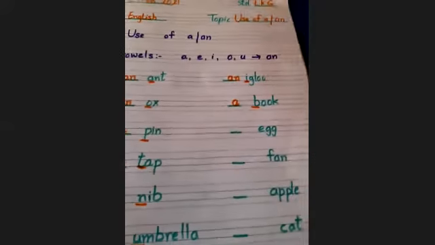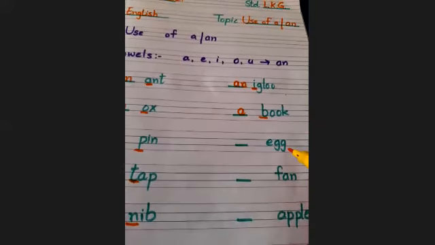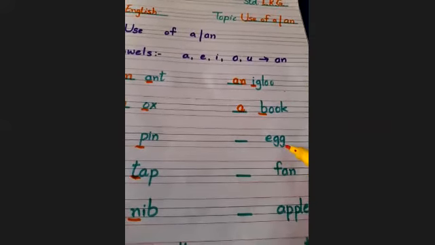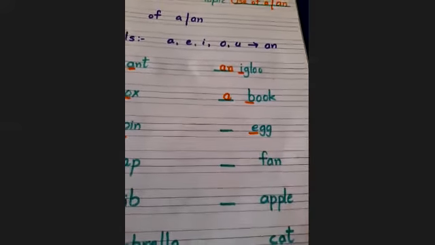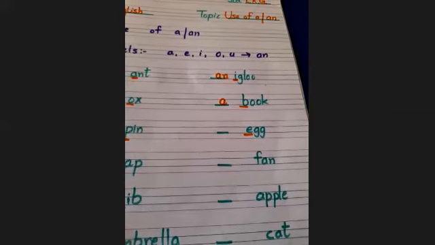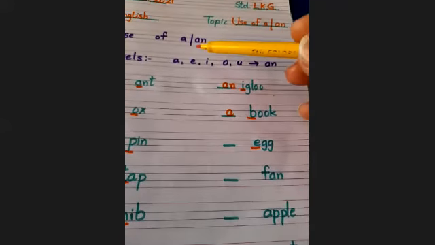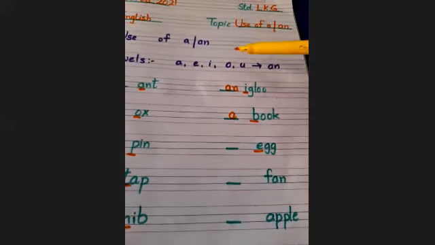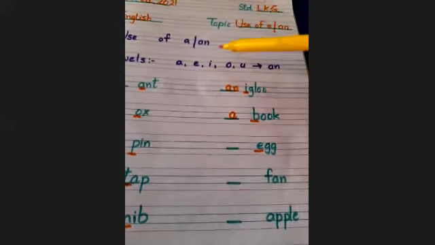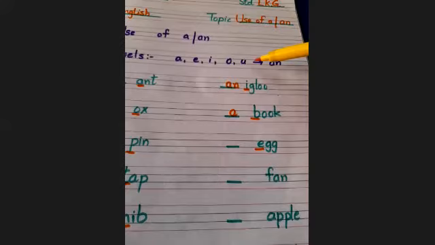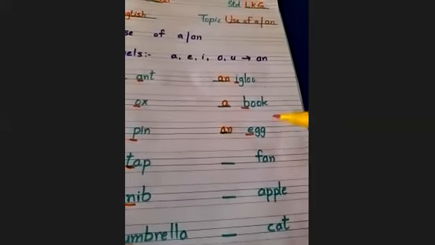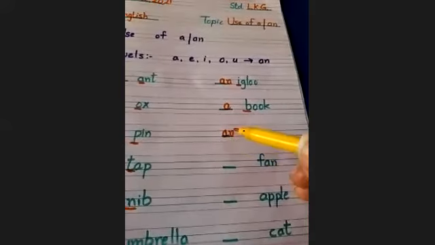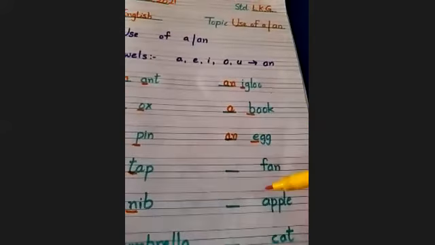Our next word is E, double G, egg. Now see carefully. The first letter is E. E is a vowel. Yes. A, E, I, O, U. These are five vowels, and E is a vowel, so AN. E, double G, egg. We will write here AN.